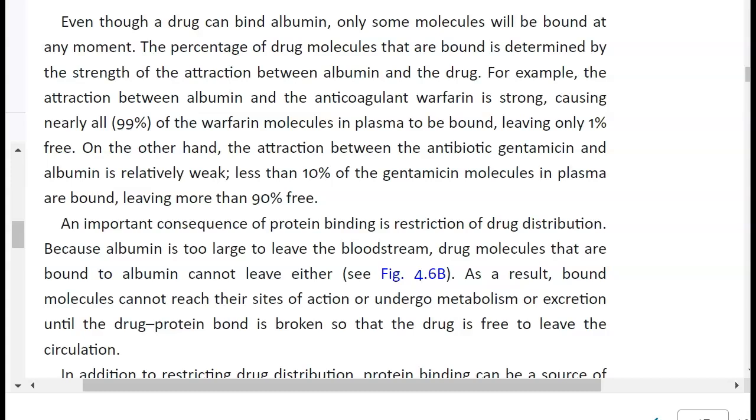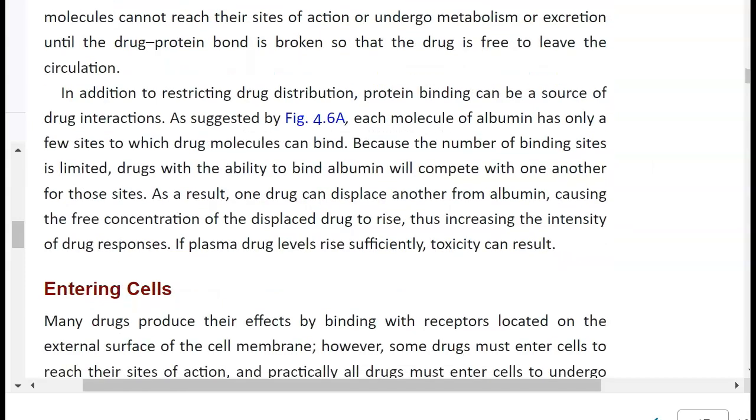The important consequence of this is that it affects drug distribution. Because albumin is too large to leave the bloodstream, drug molecules that are bound to albumin cannot leave either. As a result, bound molecules cannot reach their sites of action and therefore cannot undergo metabolism or excretion until the drug-protein bond is broken so that the drug is free to leave circulation. So in addition to restricting drug distribution, protein binding can be a source of drug interactions. Each molecule of albumin has only a few sites that a drug can connect to.